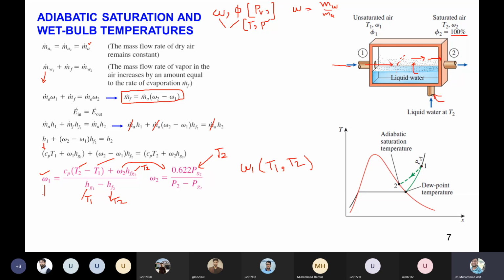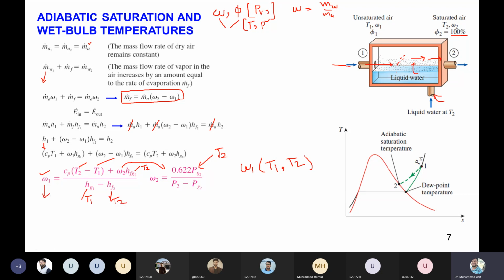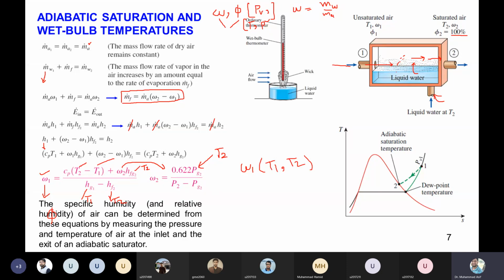Once you know omega 1, since we have the relationship between omega and phi, we can calculate the value of phi. So in this way, by just measuring the two temperatures, the unsaturated temperature and saturated temperature, we can calculate the value of omega and phi. But the question is, how can we measure these two temperatures practically, experimentally? These can be measured with the help of a simple arrangement, as you can see in that figure.